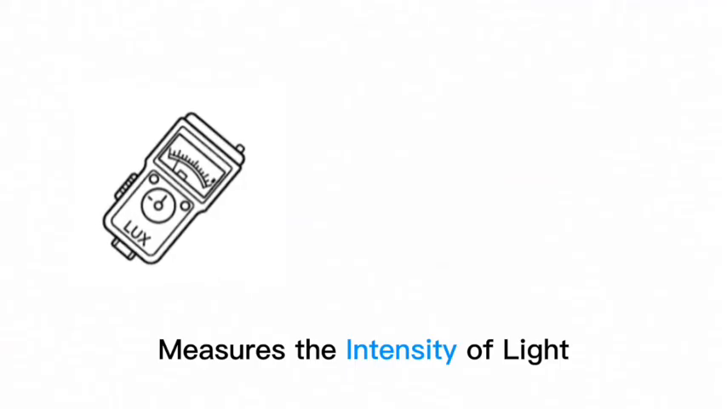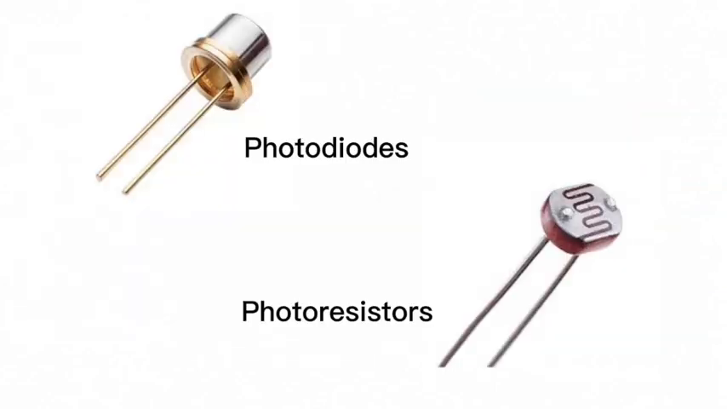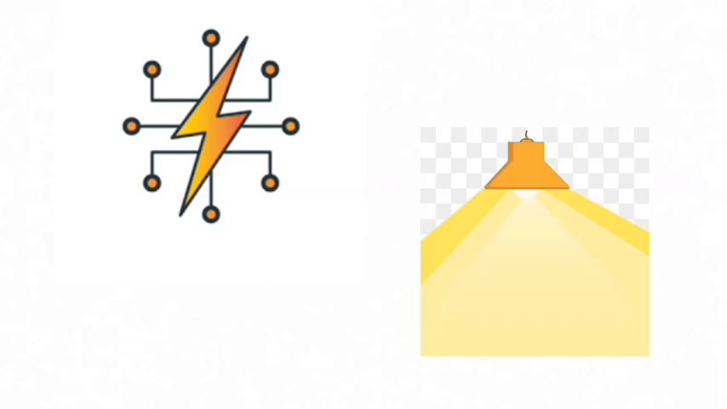Light sensors. Light sensors detect and measure the intensity of light in their surroundings. They often use components such as photodiodes or photoresistors, which change their electrical properties when exposed to light.